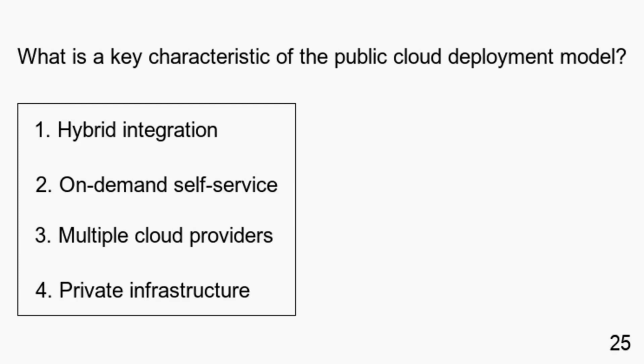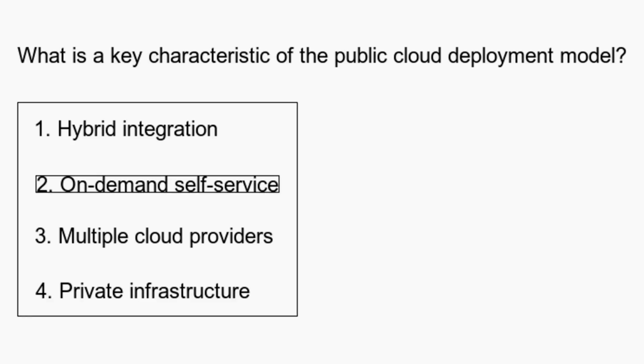services. What is a key characteristic of the public cloud deployment model? Hybrid integration. On-demand self-service. Multiple cloud providers. Private infrastructure. In the public cloud, users can provision and manage resources as needed without human intervention, known as on-demand self-service.